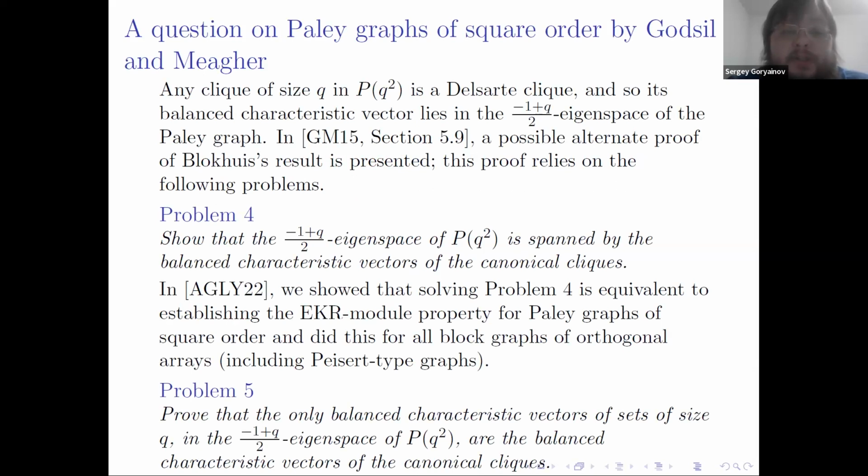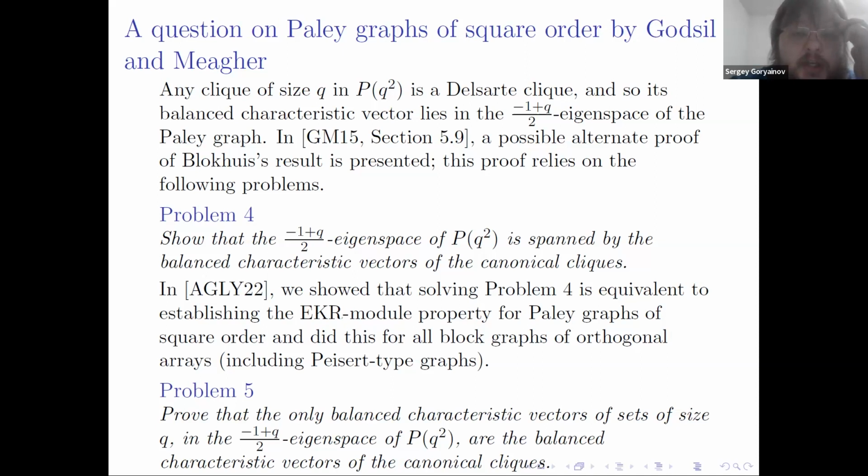Now we discuss a question on Paley graphs of square order posed by Godsil and Meagher. Any clique of size q in the Paley graph of order q squared is a Delsarte clique, and so its balanced characteristic vector lies in the eigenspace corresponding to the eigenvalue minus 1 plus q over 2.